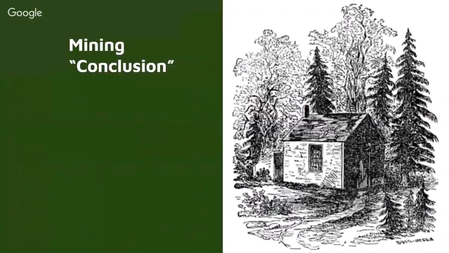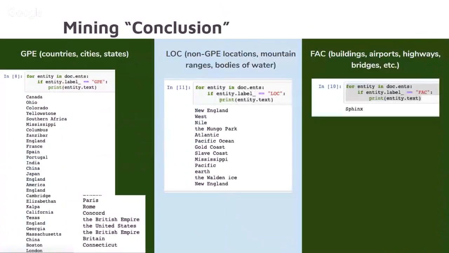So I focused on the conclusion, and what's really interesting about it, if you do a visual scan really quickly, it's a bunch of specific locations, which is why I started with using spaCy. Yeah, thank you. So I started with running the GPE, LOC, and FAC commands, and I got 37 GPE, I think 13 LOC, and 1 FAC.